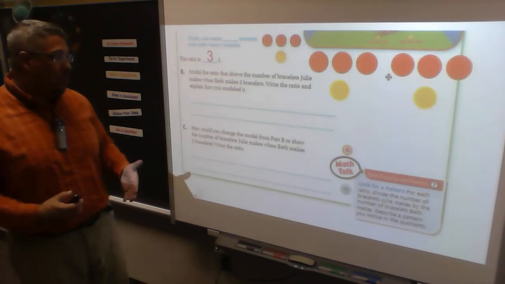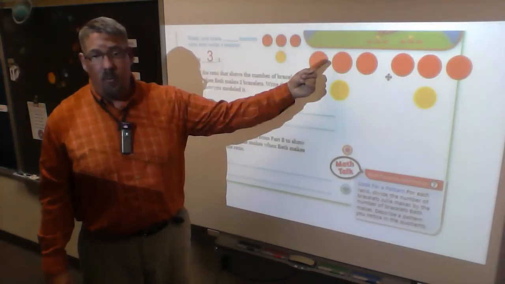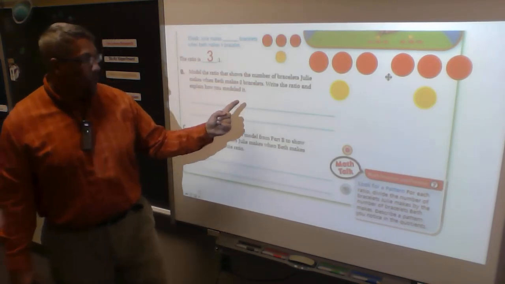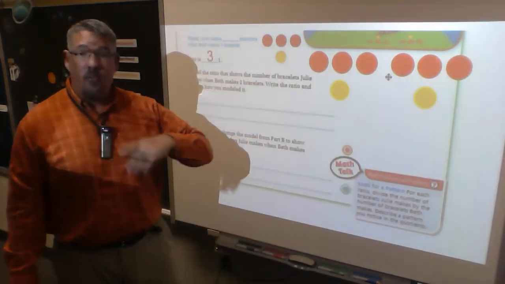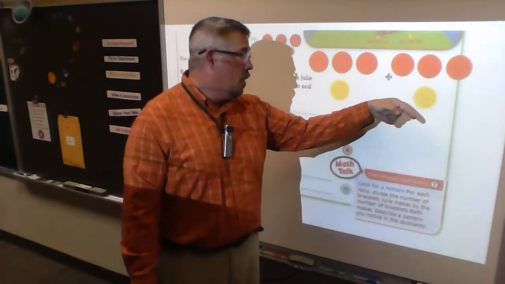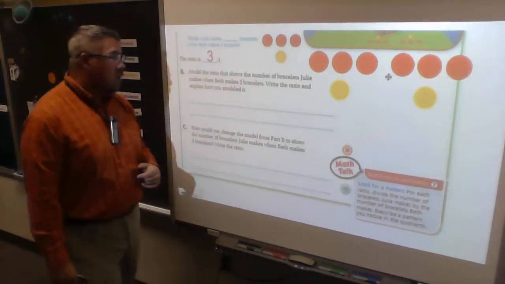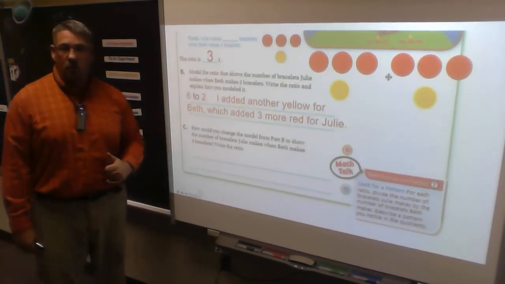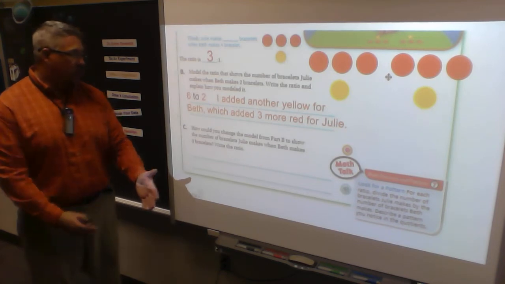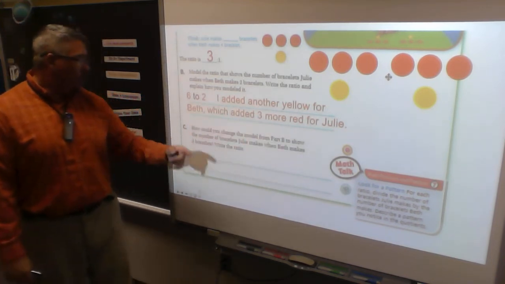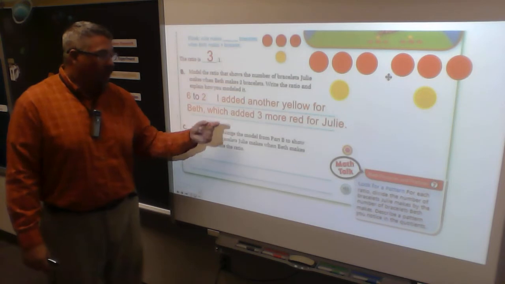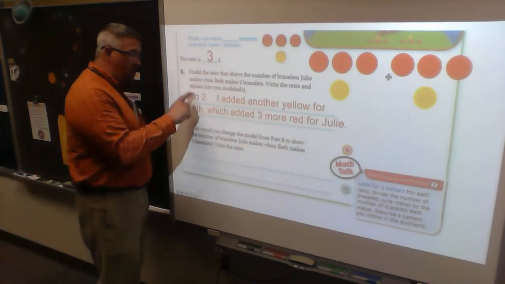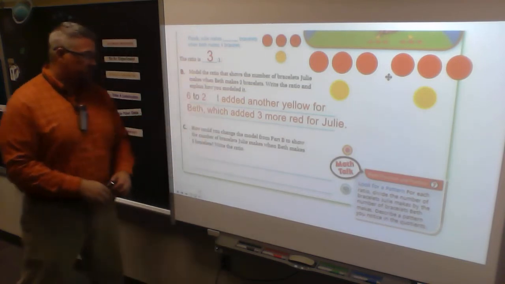So I know my original one was that I have 1 yellow with 3 red. And then it says, well, she's actually going to make 2 of them. So Beth has now 2 bracelets. And for every 1 that Beth makes, Julie makes 3. So I know that that ratio becomes a ratio of 6 to 2. Well, I explain how I did it. I added another yellow for Beth, which added 3 more red for Julie. And then when I total them together, I get 6 red, 2 yellow.